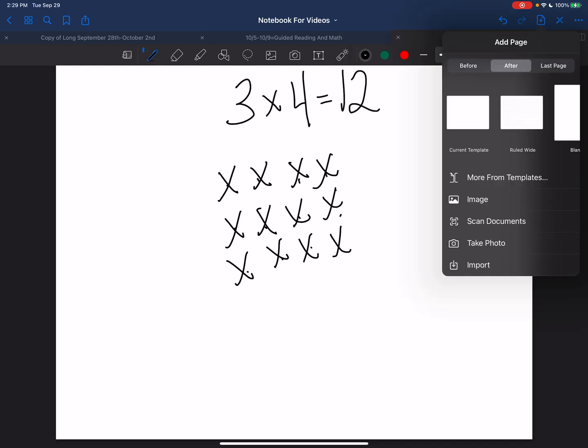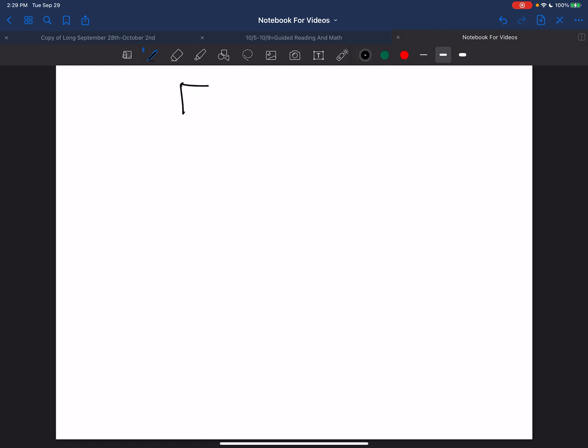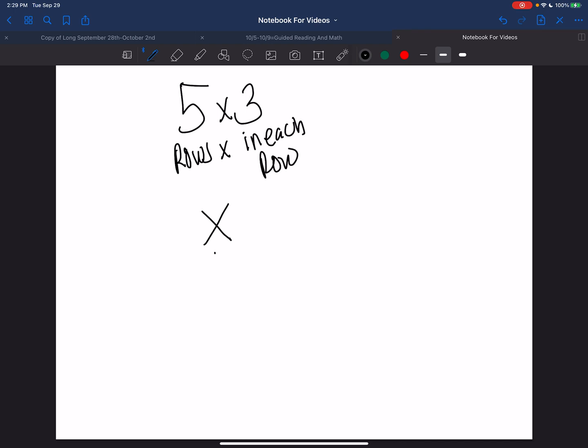We'll model one more together. So we'll do 5 times 3. The number of rows times the number in each row. 5 rows. Let's switch it up. Let's do circles. 1, 2, 3, 4, 5, with 3 in each. And remember to count that first one.